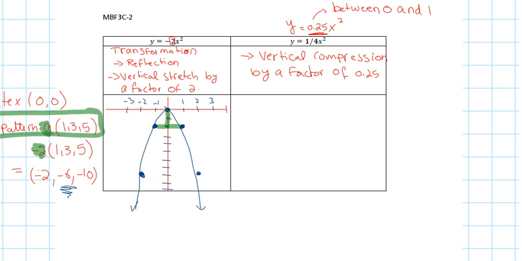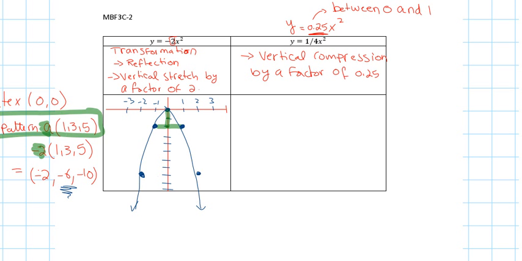So if I'm looking at a vertical compression, that means, is my graph going to look wider or narrower? Remember my elastic band. If I do a vertical compression, it's going to look wider. If I'm doing a vertical stretch, it's going to look narrower. In this case, it's going to look wider.